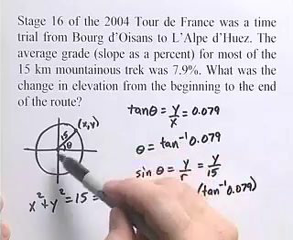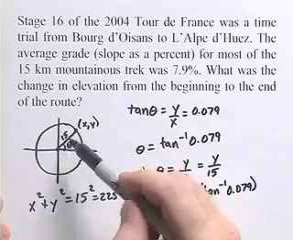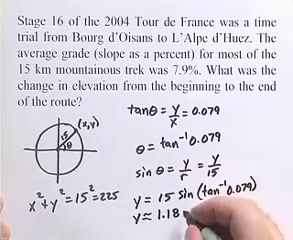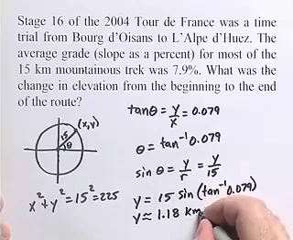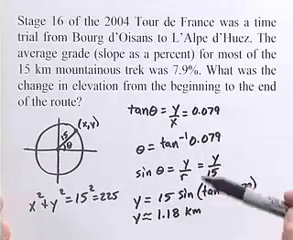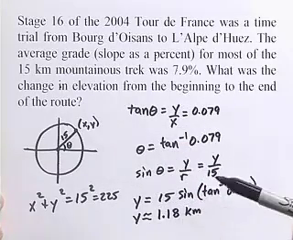Now remember that our units for the length of our radius was 15 kilometers. We're going to have the same units then for our change in elevation. So this is 1.18 kilometers. Therefore, the change in elevation from the beginning to the end of the route is about 1.18 kilometers.